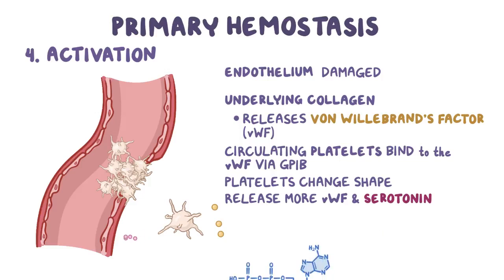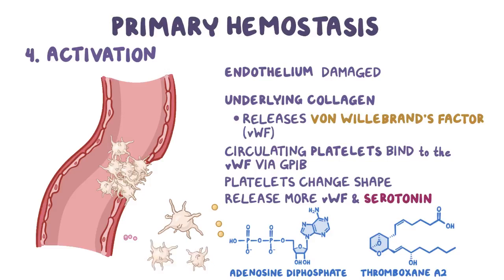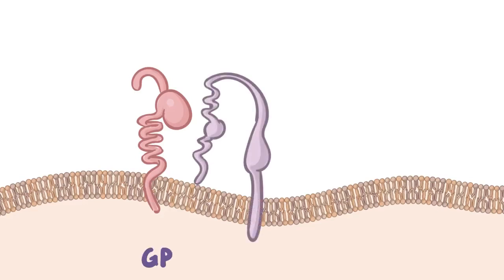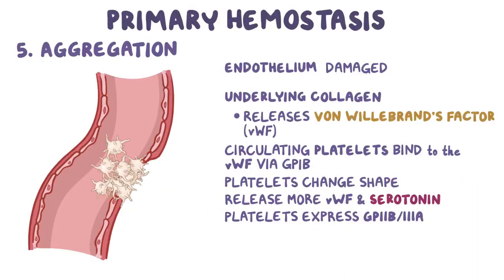Third, the platelets also release adenosine diphosphate, or ADP, and thromboxane A2, or TXA2. These two molecules can activate other platelets that haven't bound to VWF. ADP and TXA2 also cause platelets to express new surface proteins called GP2B and 3A, which is needed for the fifth step, aggregation.